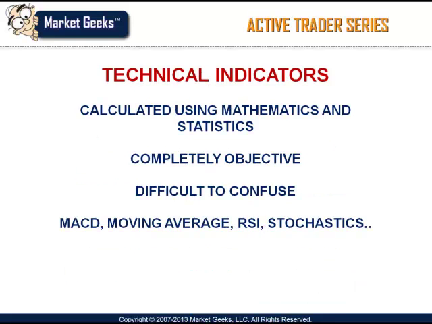Technical indicators are calculated using mathematics and statistical formulas and are completely objective. Some very popular indicators include moving average crossovers and oscillators such as RSI and MACD. The advantage of technical indicators is their objectivity. Because they are based on mathematics, they can be backtested and analyzed. Further, because indicators are based on mathematic calculations, they are difficult to misinterpret.